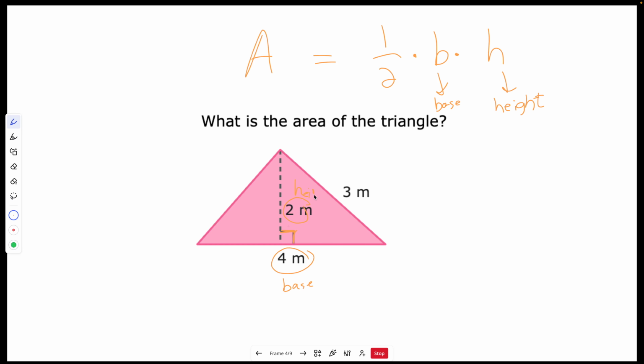So now we just plug in. It's 1/2 times the base, which is 4, times the height, which is 2. When you multiply that all out, you get 4 square meters for the area of this triangle. So the base and the height are always connected by, you look for the right angle. This number is irrelevant to our calculations right now.